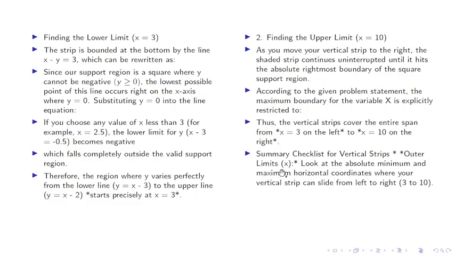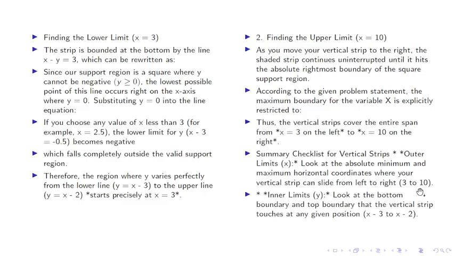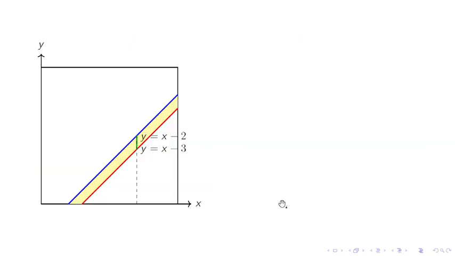For the outer limits of x, look at the absolute minimum and maximum horizontal coordinates where your vertical strip can slide from left to right, that is 3 to 10. For the inner limit of y, look at the bottom boundary and top boundary that the vertical strip touches at any given position: x minus 3 to x minus 2. This is the condition. Here this is the area of x. Here x is equal to 3 and x is equal to 10 here. We need to find the area between these two lines only. This is the range of x.